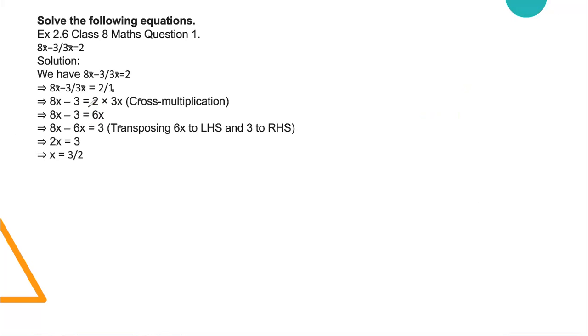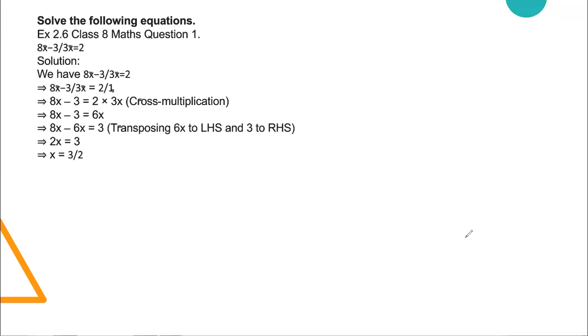Now how do we solve this? That's quite simple. We are going to transpose the variables to one side and all the constants to the other side. Since 6x is a variable, we are going to transpose it towards the LHS, where it converts to minus 6x. And minus 3 is going to be transposed towards the RHS, which converts to positive 3.